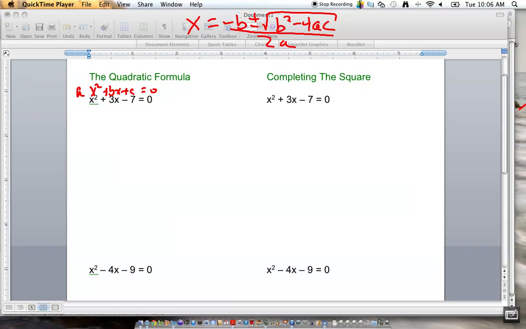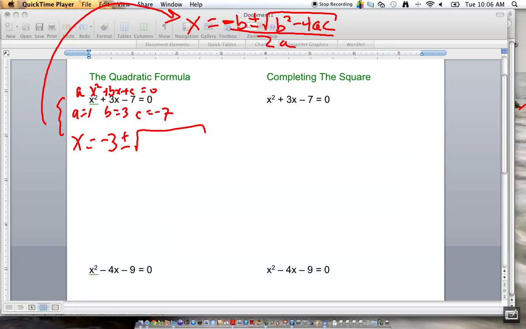Now, in this case, a is going to be 1, b is going to be 3, and be a little careful on c, it's negative 7. Now what I do is I take all of these values and I plug them into that formula. So x equals. Now this says the negative of b. b is 3, so this becomes negative 3 plus or minus the square root of b squared. Always use parentheses around the b, particularly if it's a negative. It doesn't really matter if it's positive, but by always using it, you'll never make the mistake.